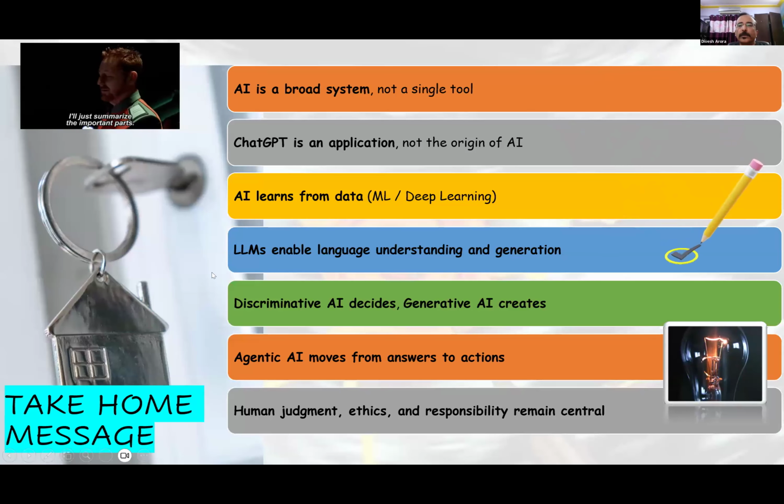So, my dear friends, this is my concluding slide. I would like to state that AI is a broad system, not a single tool. ChatGPT should be thought of as an application and not the origin of AI, because AI was existent. AI learns from data: machine learning and deep learning. Large language models enable language understanding and generation. Discriminative AI decides, generative AI creates. Agentic AI is the latest one, which moves from answers to actions. Ultimately, human judgment, ethics, and responsibility remain central.